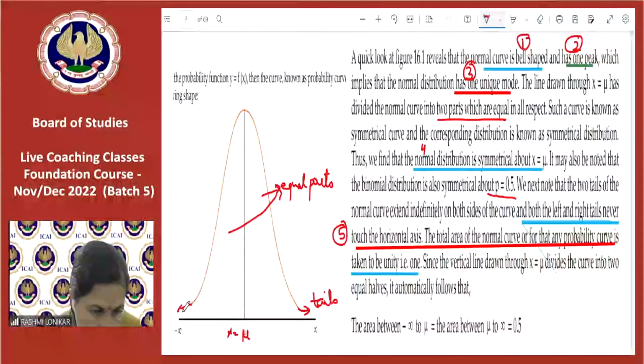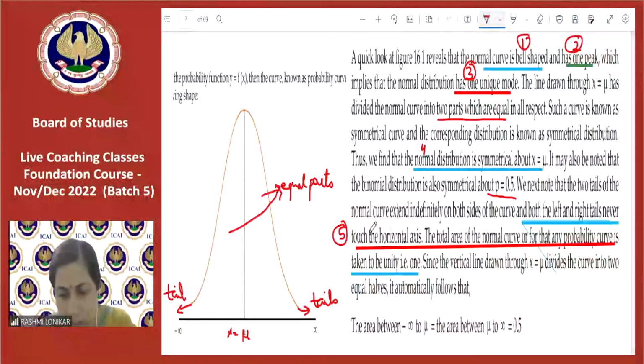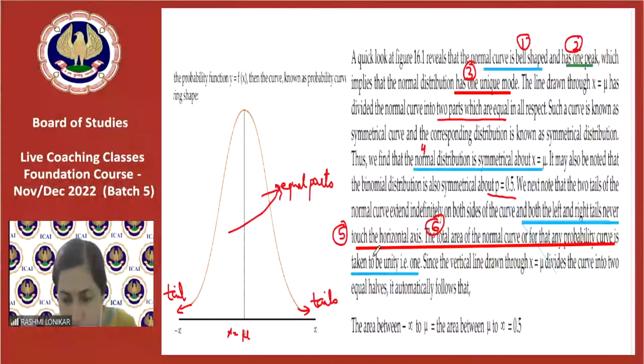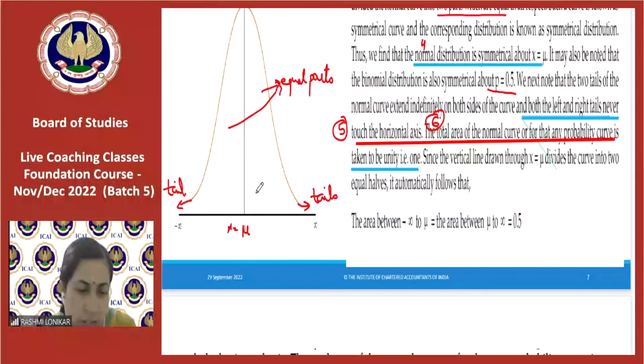These are also tails. They do not touch the horizontal axis. Sixth, the total area under the normal curve is always equal to 1. Total area under the curve is always equal to 1. And since this line is dividing, this will be 50% of the area, and this will be 50% of the area.